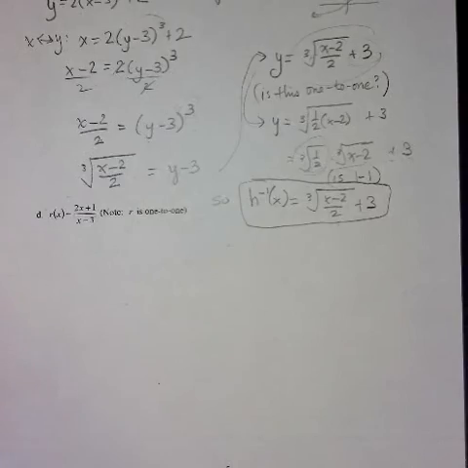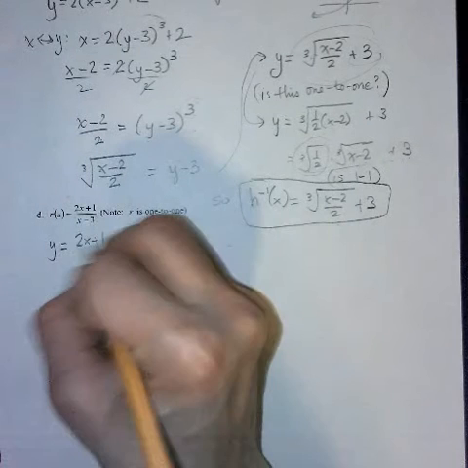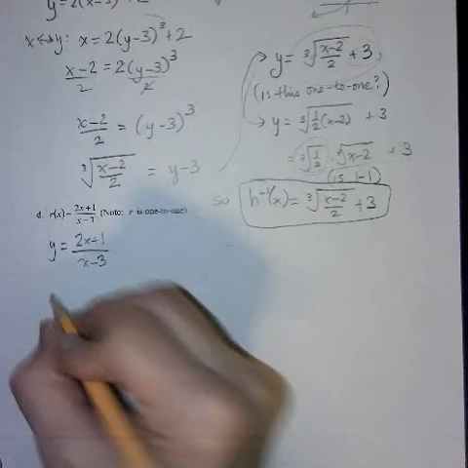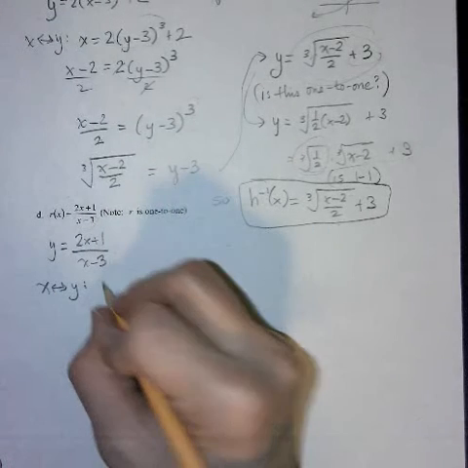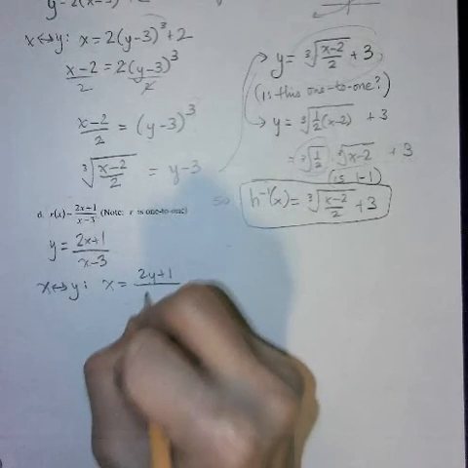So let's just go ahead and replace R at x with y. I got 2x plus 1 over x minus 3, and then we're going to interchange x and y. So we've got x is 2y plus 1 over y minus 3.